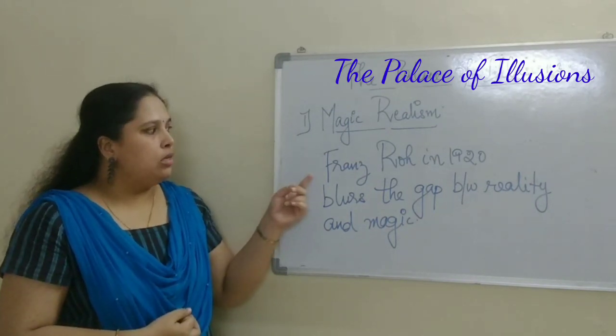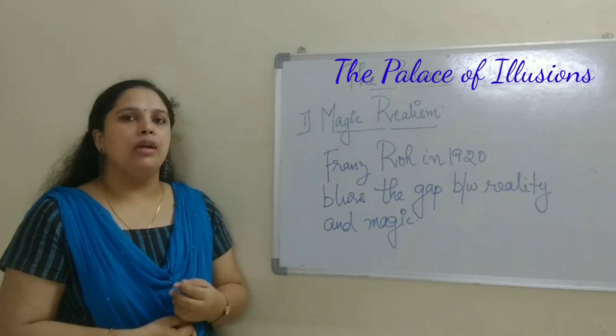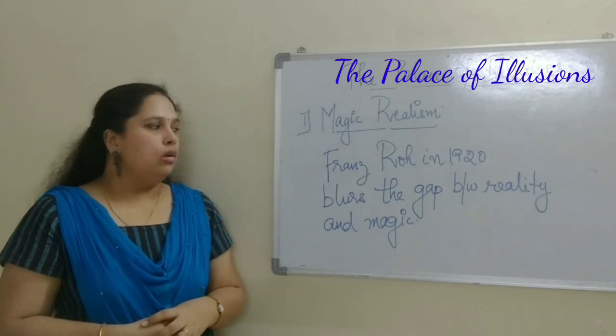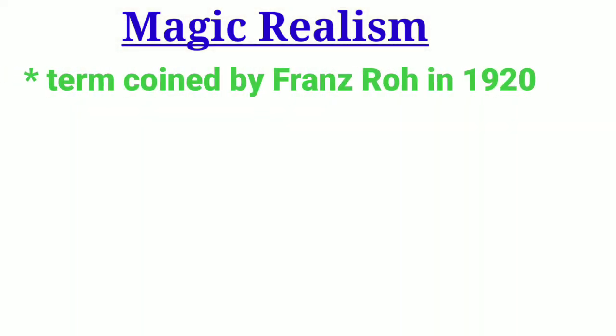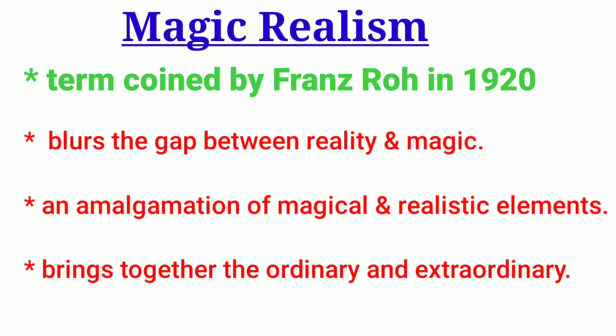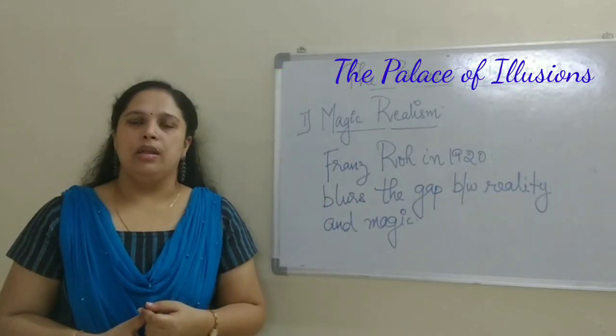The term magic realism was coined by Franz Roh in 1920. And what is magic realism? It simply blurs the gap between reality and magic. Or in other words, it is an amalgamation of reality and magic. Or in yet other words, it brings together the ordinary and the extraordinary.